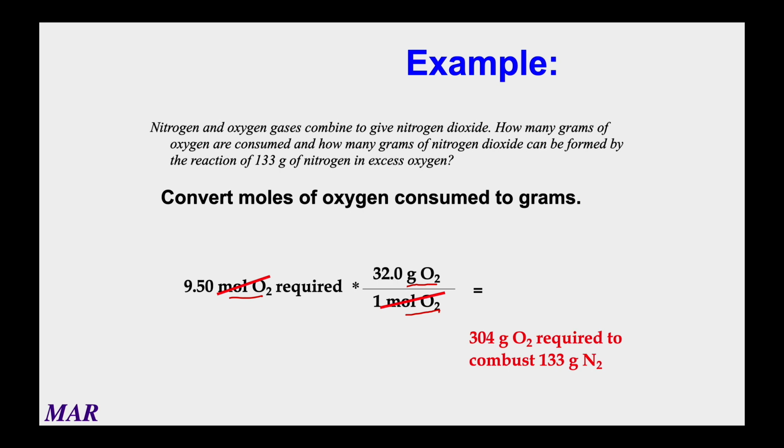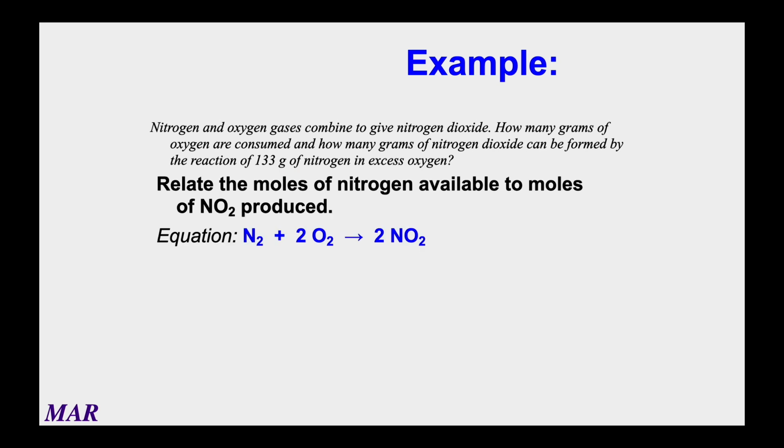So this number, 304, that we just figured out, is the grams of oxygen we need to react with 133 grams of nitrogen. If you put 304 grams of O2 in, you'll need 133 grams of N2. And we figured that out through that grams, moles, grams conversion. That's what you need to do in chemistry. You have to go through the mole bridge, where you go from reactant to product, or in this case, reactant to reactant. We also need to figure out how many moles and grams of NO2 are produced.